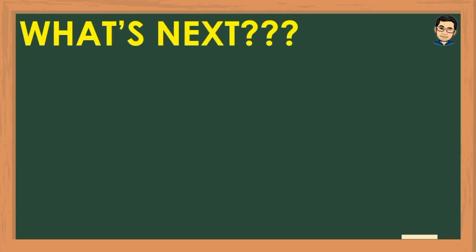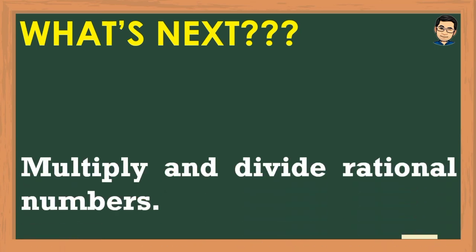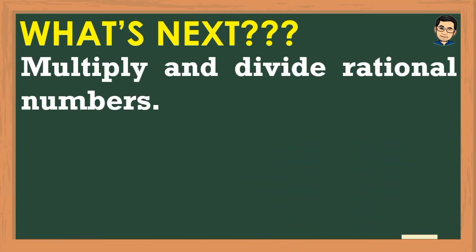So, after nating i-discuss yung addition and subtraction of rational numbers, wherein diniscuss natin yung like denominators and unlike denominators, our next operations will be multiplying and dividing rational numbers. Dito po sa mga operations na to, hindi na po applicable yung least common denominator. Applicable lang po siya sa addition and subtraction with unlike denominators.